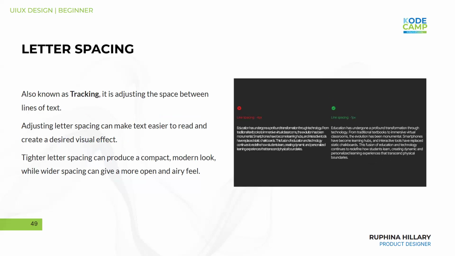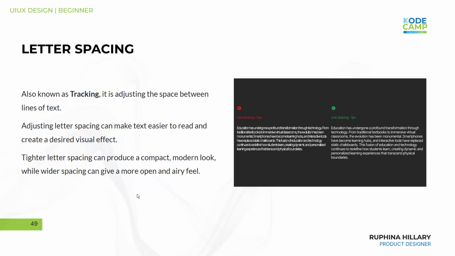So tracking, this is the space between lines of text, known as adjusting the spaces between lines of text. So adjusting letter spacing can make text easier to read and create a desired visual effect. Tighter letter spacing can produce a compact modern look, while wider spacing can give a more open and airy feel. So now line spacing.